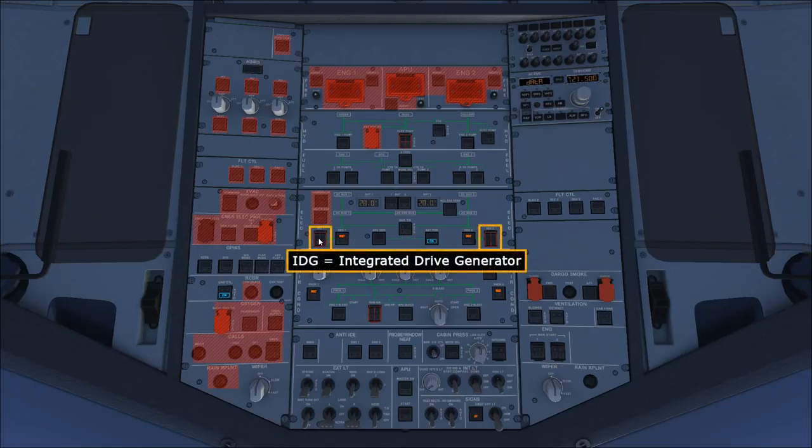The IDG basically stands for Integrated Drive Generator. So the engines have an electrical generator built into the engine. However, sometimes there may be a problem with the generator, or there may be an electrical fault. In the event that that happens, you can actually physically disconnect the generator from the drive mechanism within the engine, and that's why you have these two IDG buttons, and that's why these buttons are guarded.